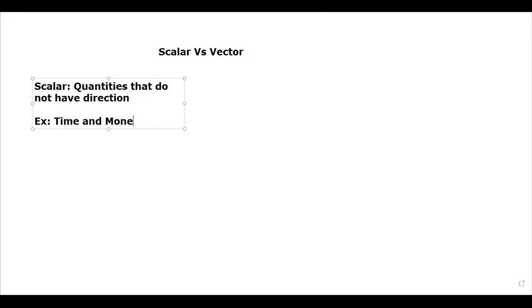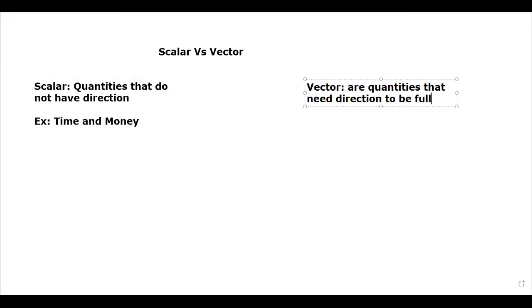So for the scalar, as we said, this is the definition first of all: quantities that do not have direction. Example: time and money. While vectors are quantities that need direction to be fully explained.